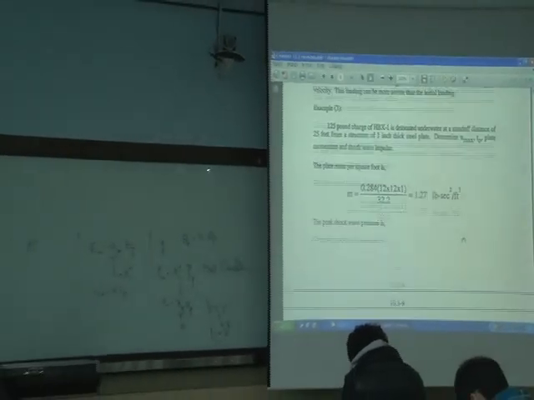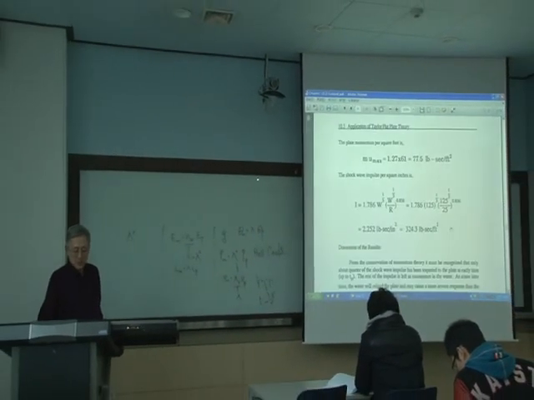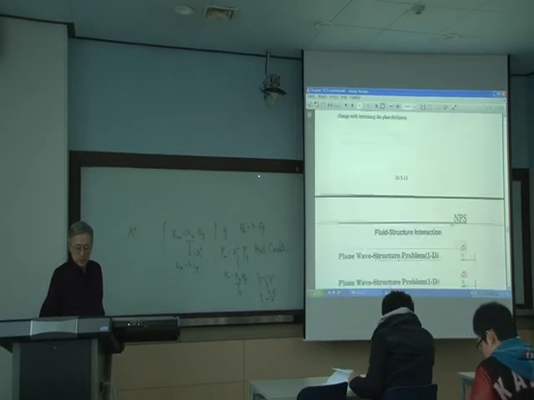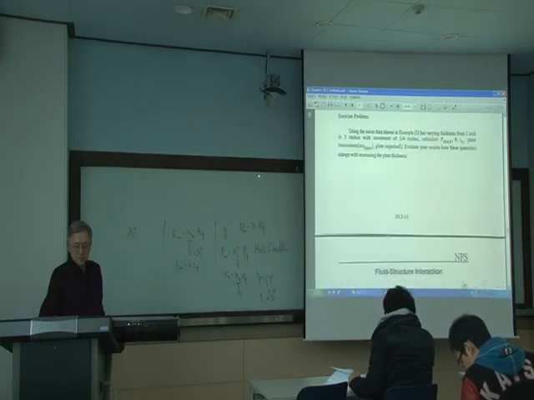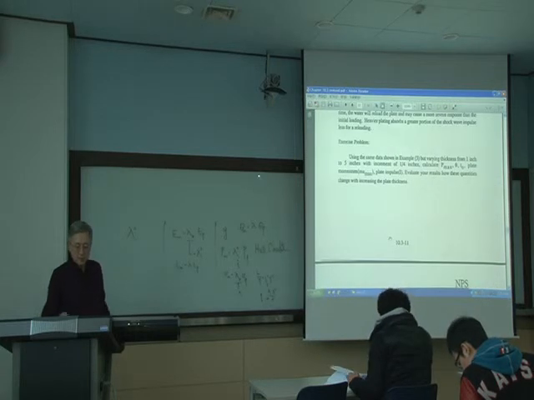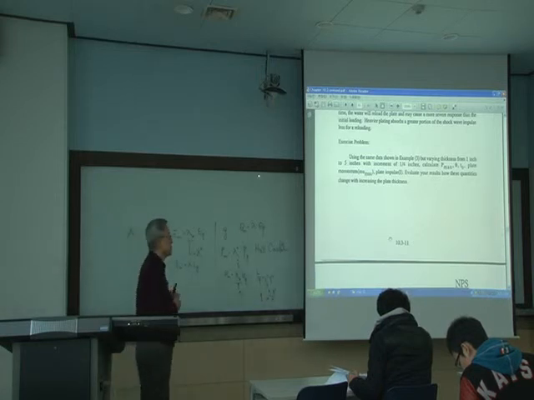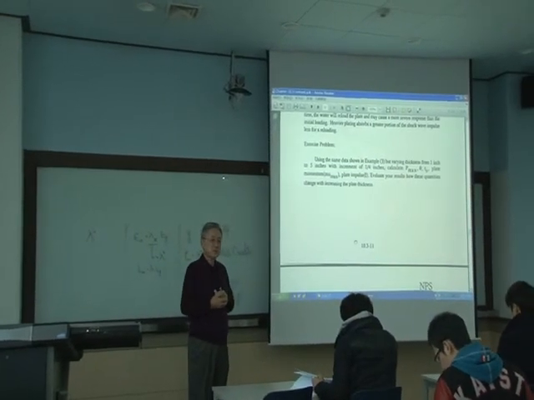Okay, so another example. I try to give some examples, then you can use them and all that. This you don't have to worry about. This is the next part of FSI. So read up to here, page 11. That would be sufficient.